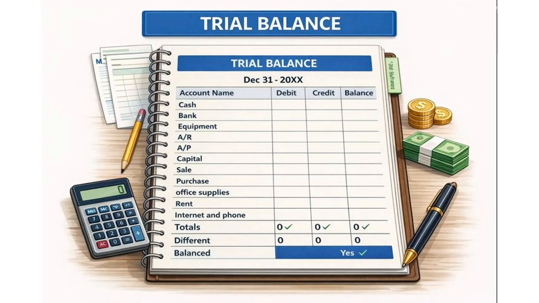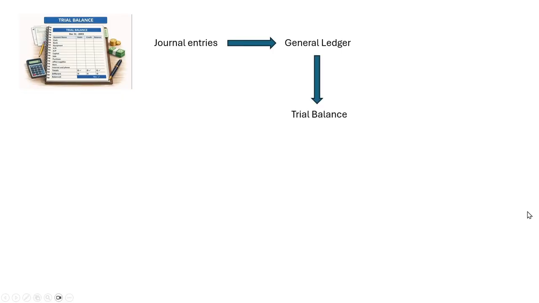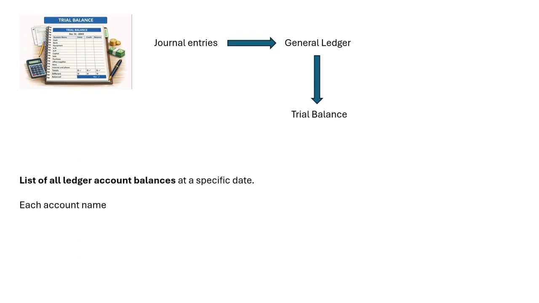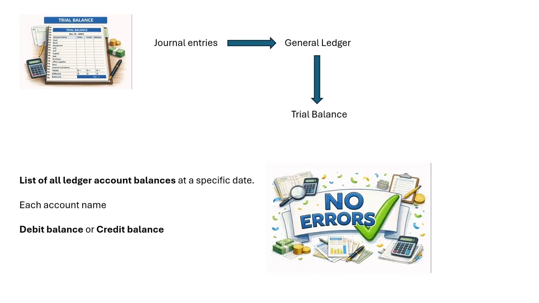Now we're gonna start learning about trial balance and continue our example to the next step. Trial balance is the third step in the accounting cycle. It's a list of all ledger account balances at a specific day. Each account name and its debit balance or credit balance.